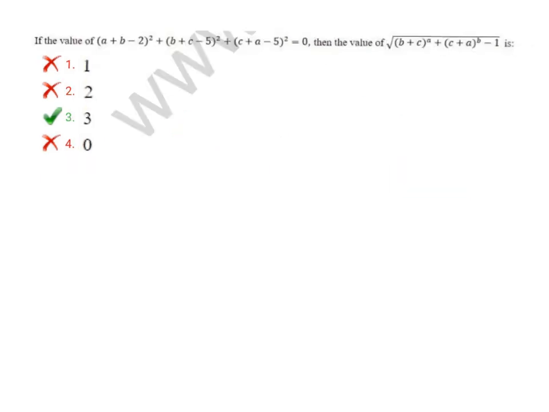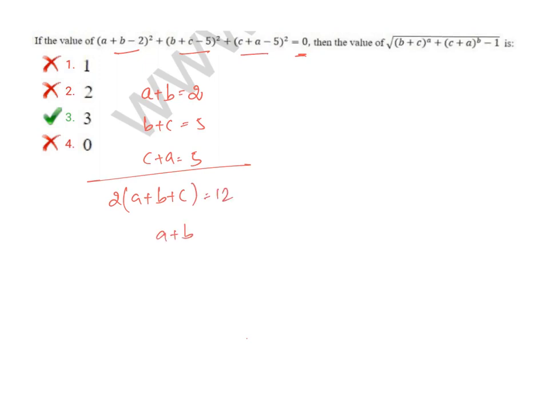Next, the value of. So if x square plus y square plus z square is equal to 0, then I can say x equal to 0, y equal to 0, z equal to 0. If I equate everything equal to 0, a plus b equal to 2, b plus c is equal to 5, c plus a is equal to 5 again. We can combine everything, then I can say 2 into a plus b plus c is equal to 12, then a plus b plus c is equal to 6.